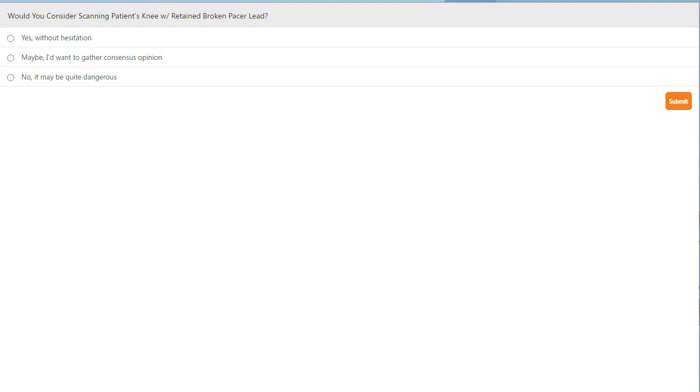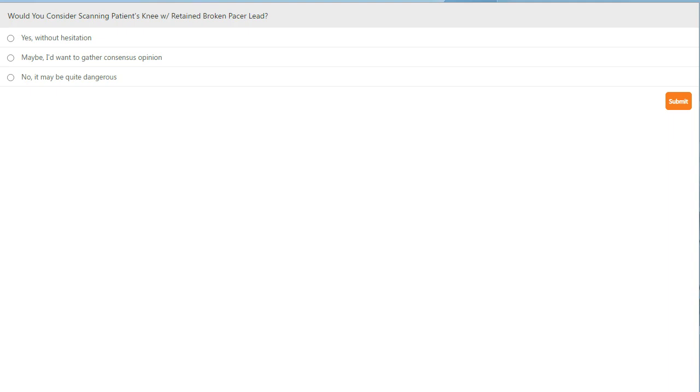Would you consider scanning this patient, a knee study patient with a fractured abandoned pacer lead? Would you consider scanning their knee? Number one, yes, without hesitation. Maybe I'd want to gather a consensus opinion amongst my colleagues, or no, this would be quite dangerous. I wouldn't consider doing this.